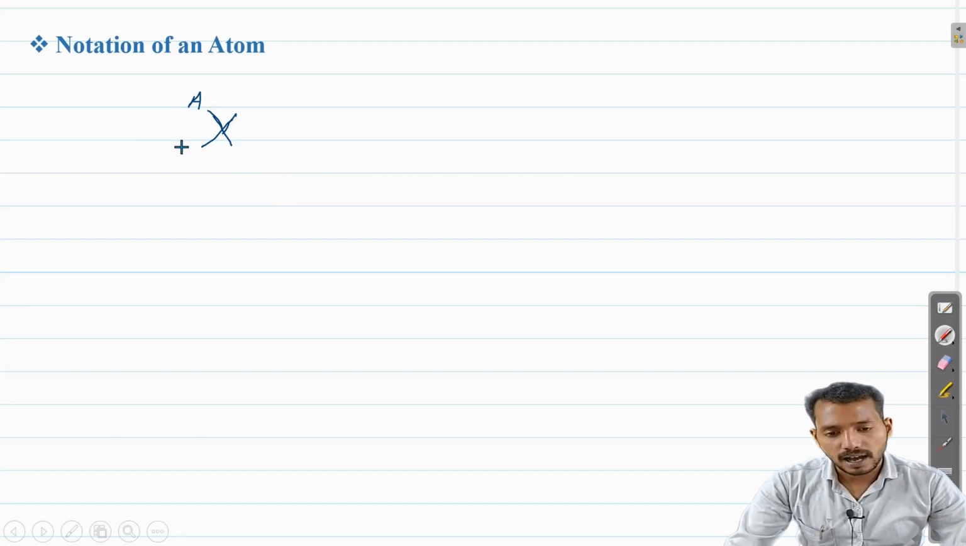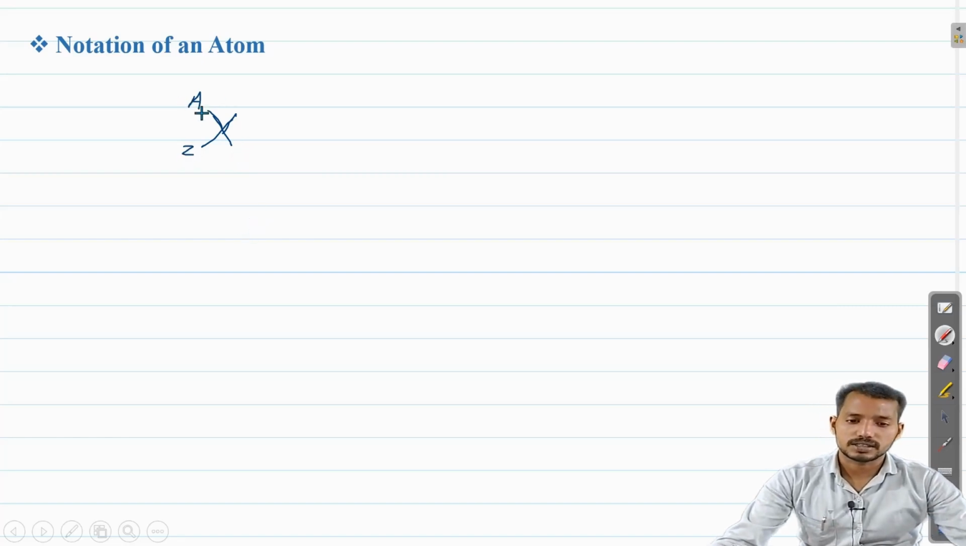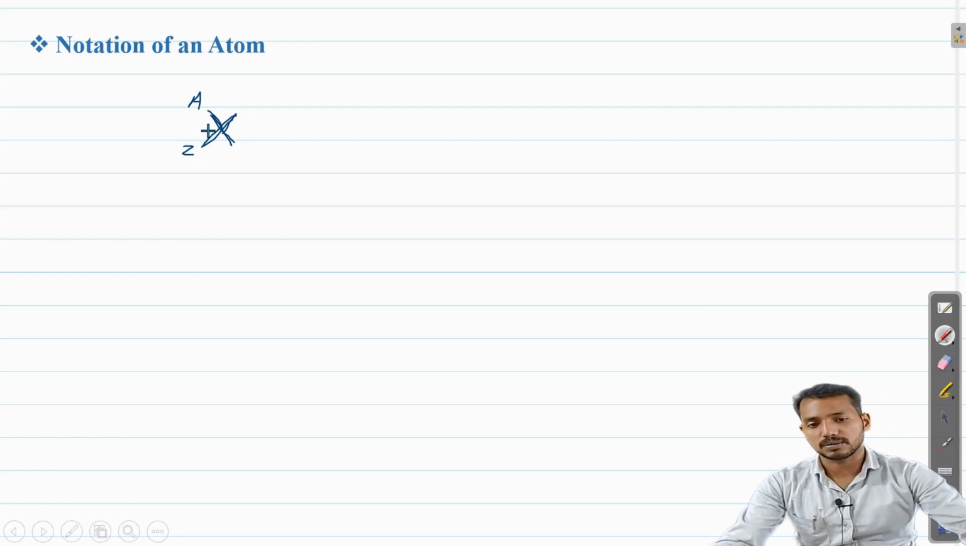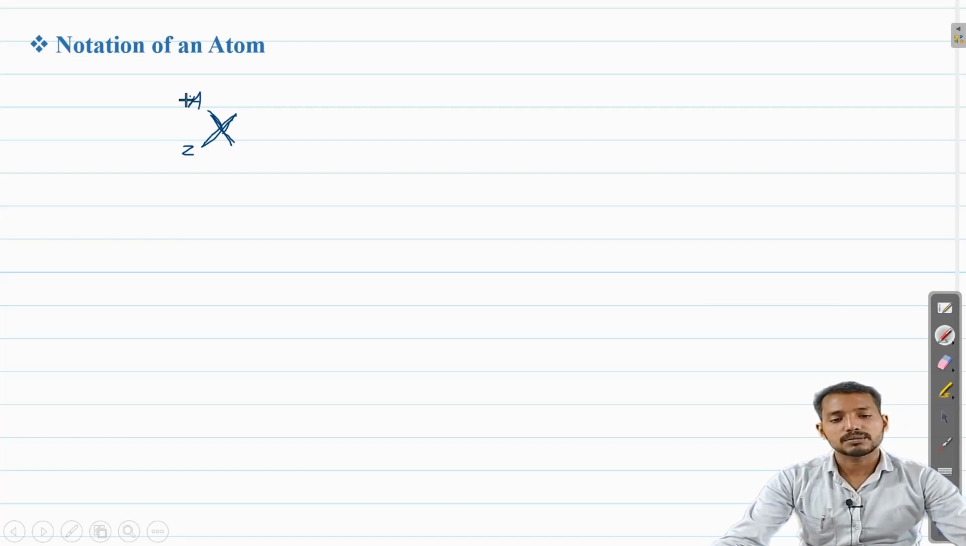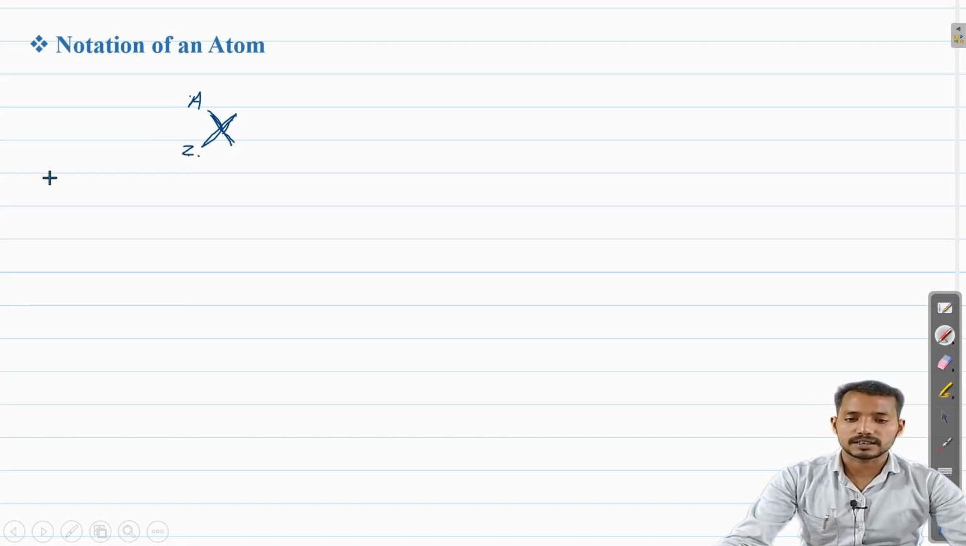Okay, and atomic number we will write at the bottom left of the symbol. So here it will be A, here it will be Z. Clear? This is the symbol of the atom. X can be any symbol, like in case of carbon, C is the symbol. Here we will write the mass number and here we will write the atomic number. Clear?